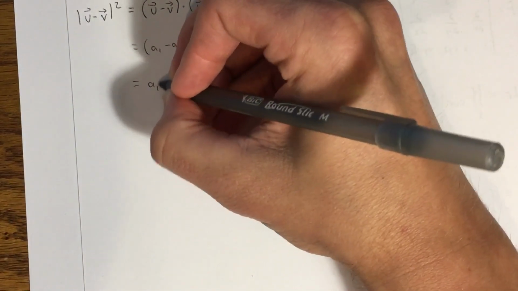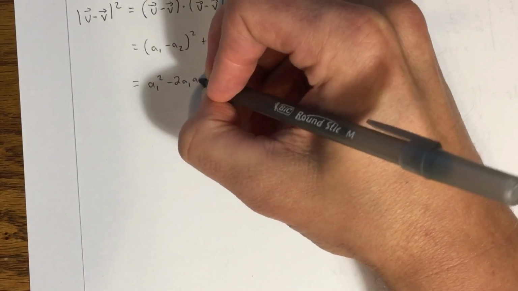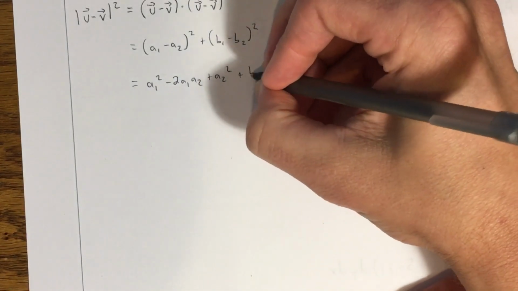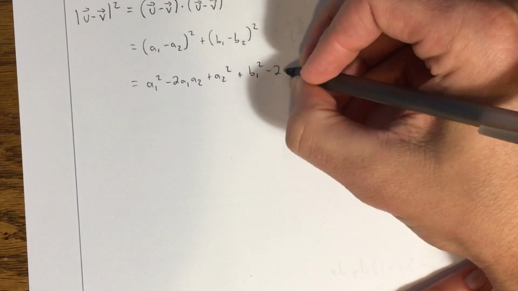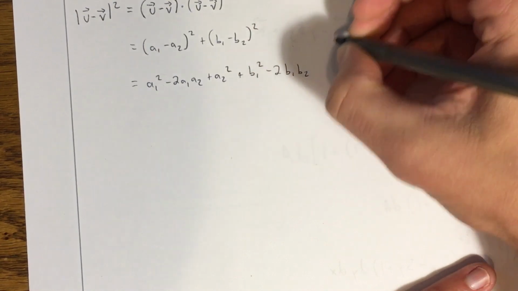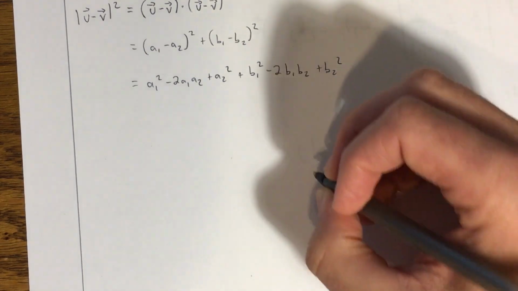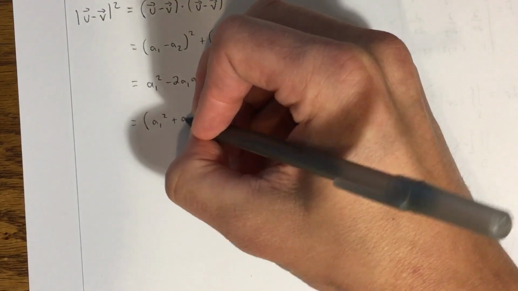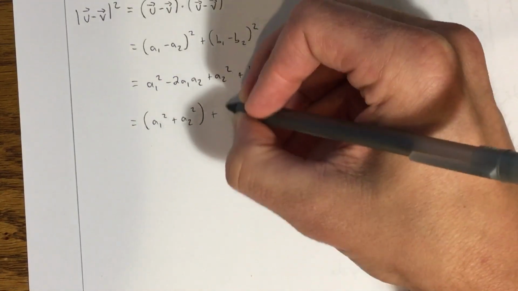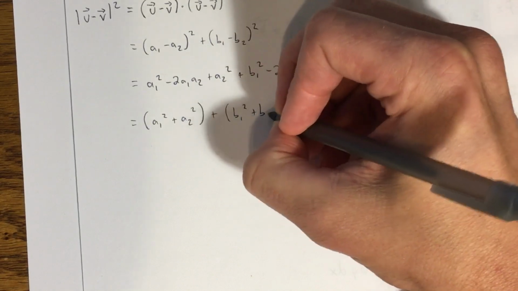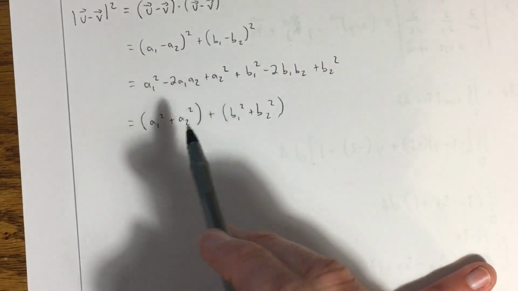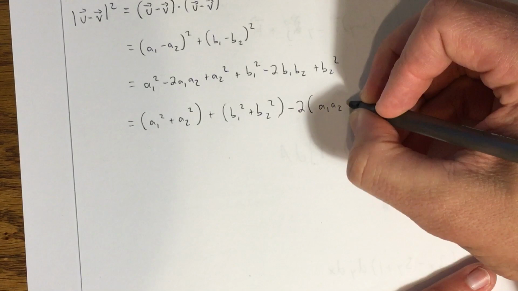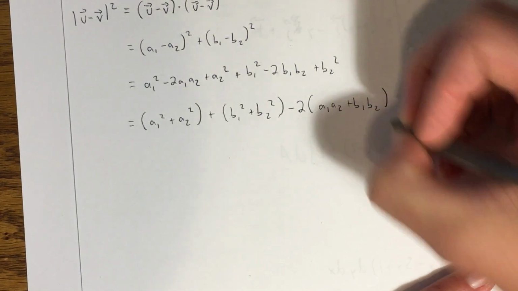Expanding this out, I'm going to get a1 squared minus 2a1a2 plus a2 squared. That's expanding this, plus b1 squared minus 2b1b2 plus b2 squared. Okay, now I'm going to do a little regrouping. Group the a1 squared plus the a2 squared plus group the b1 squared plus b2 squared, and then group up the terms with negative 2's and factor the negative 2 out. Negative 2 times a1a2 plus b1b2.